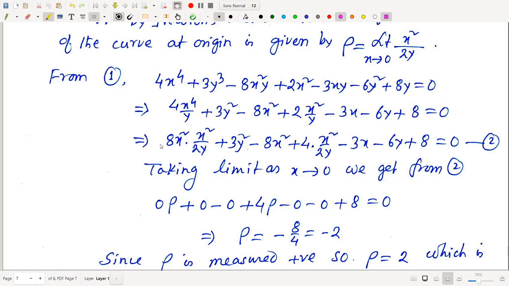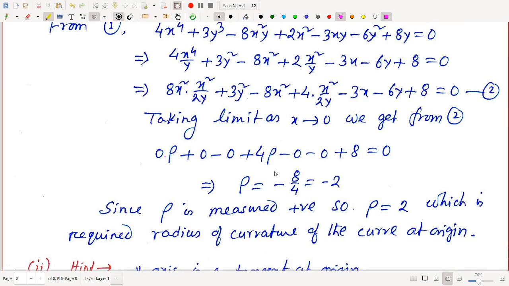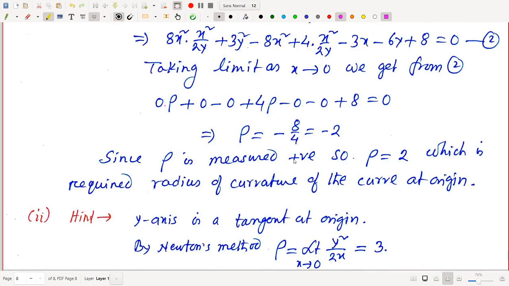We get from this line number 2, what we get? This is 8x square, limit will be 0. 0 into rho. Limit x square by 2y is rho, so 0 into rho plus 0, y is 0. When x is 0, y is also 0. Minus 8 into x square, this is 0. Here plus 4 into this is rho. X square by 2y limit is rho. Minus 3x becomes 0. Minus 6y also 0 because when x is 0, y is also 0. Plus 8 equals 0. So what you get from this line? 4 rho plus 8 equals 0 means rho will be minus 8 by 4, minus 2. But rho is measured positive, so rho equal to 2. We shall take 2, which is the required radius of curvature of the curve at origin.